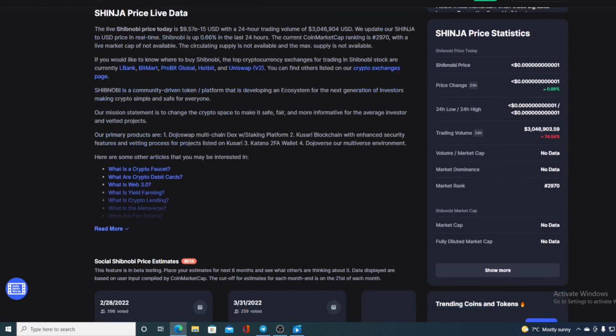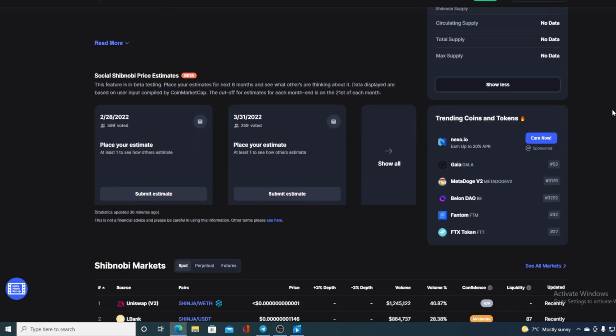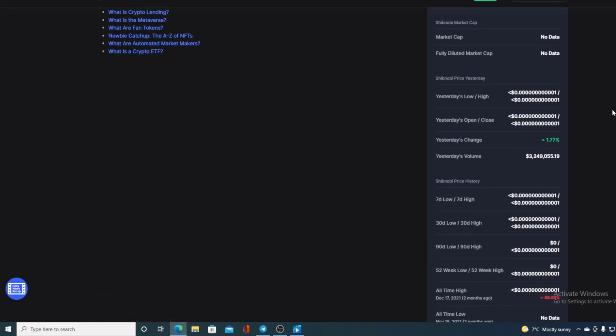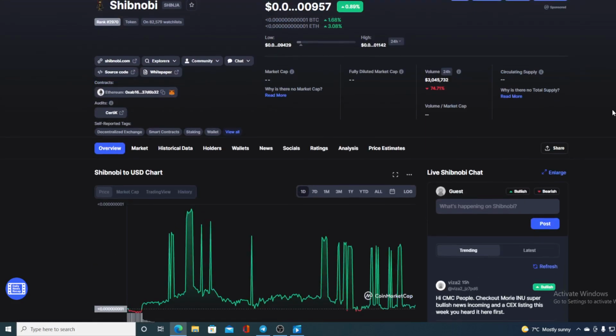Of course, we are still not close to the all-time high Shibnobi had on December 17. But take a look, guys, it's only 66.89%. That's not actually that unreachable and that far away. So do not be surprised if Shibnobi manages to reach again that old all-time high.